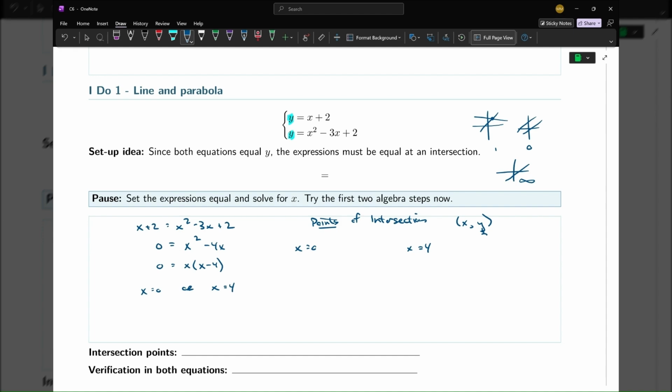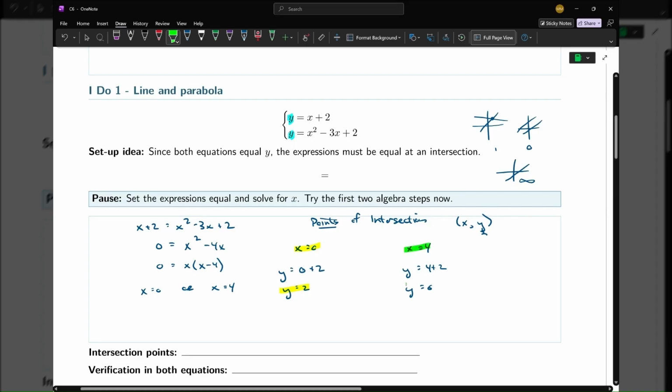So here I'm going to say, if I check 0, well, y for an x of 0 is just going to be 2. For an x of 4, y is going to be 4 plus 2, which is going to be 6. Now note that this information does pair with itself. So when x is 0, y is 2, and when x is 4, y is 6. So those are pairs of information.